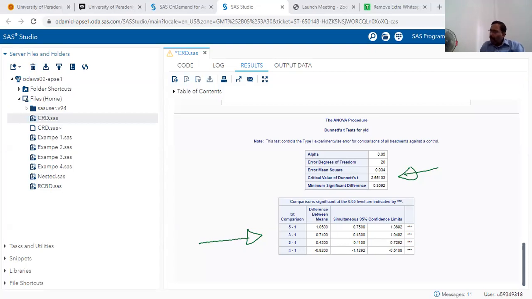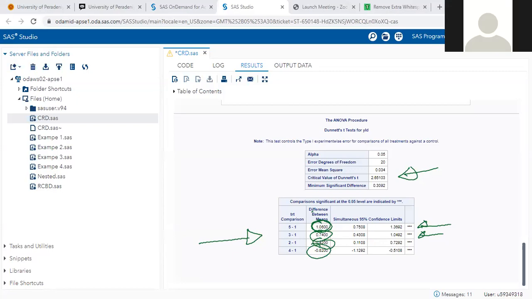Is it clear? Now here we compare each case separately. You see, 5 versus 1, 3 versus 1, 2 versus 1, 4 versus 1. 5 versus 1 is a positive mean difference. If it is positive, which is higher, 5 or 1? Treatment 5. Yes. 3 versus 1 is again positive, so 3 is higher than 1. 2 versus 1 is again positive. 4 versus 1 is negative. So which one is higher in mean yield? The first treatment. 1 is higher than 4.